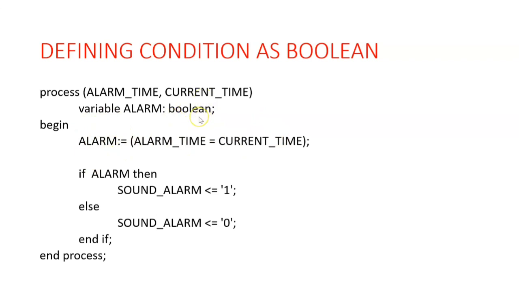So Boolean means it can only take 1 and 0, right? Boolean means it can have only the value 1 or 0. So when this condition is satisfied, then the variable alarm will be equal to 1. Otherwise it will be 0. Okay.